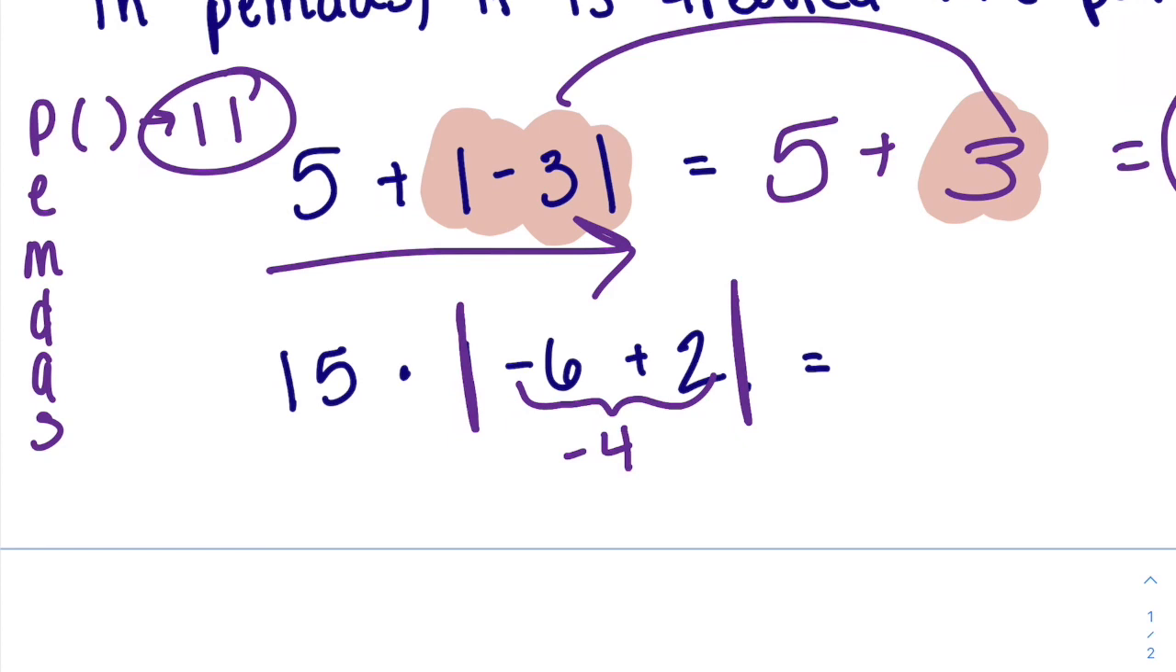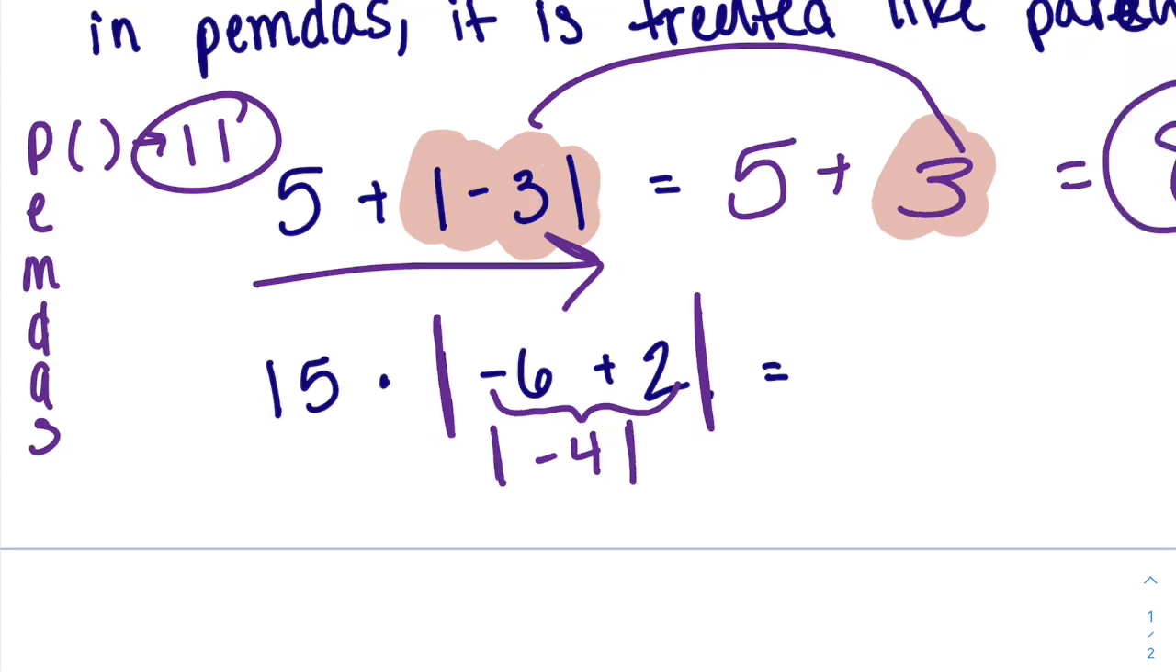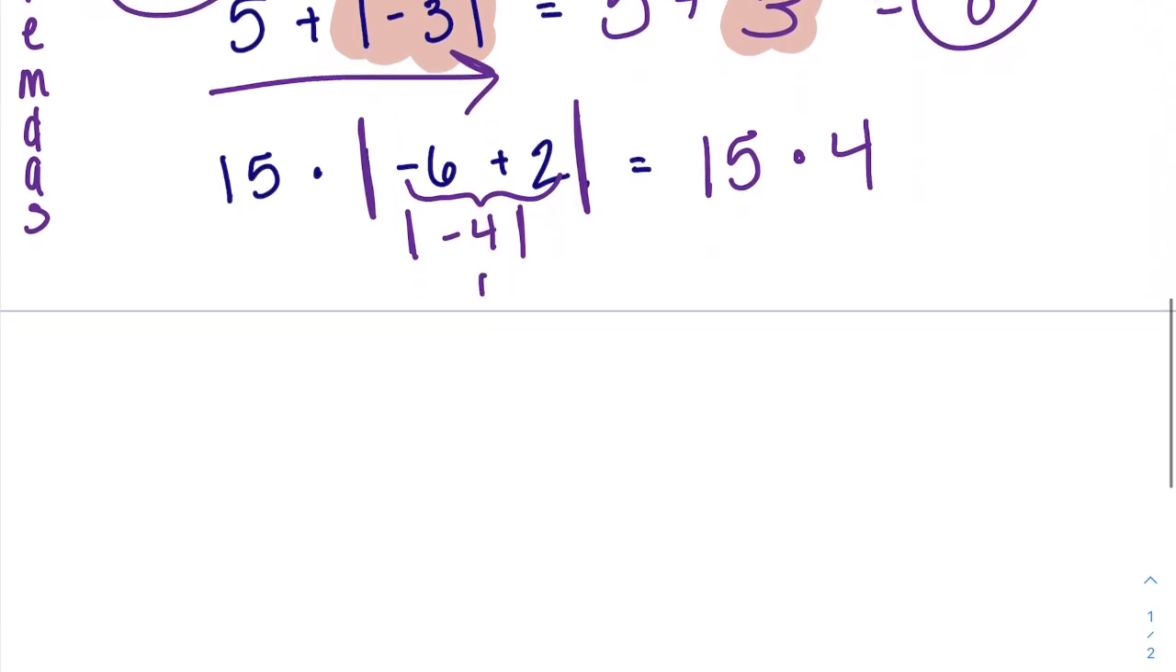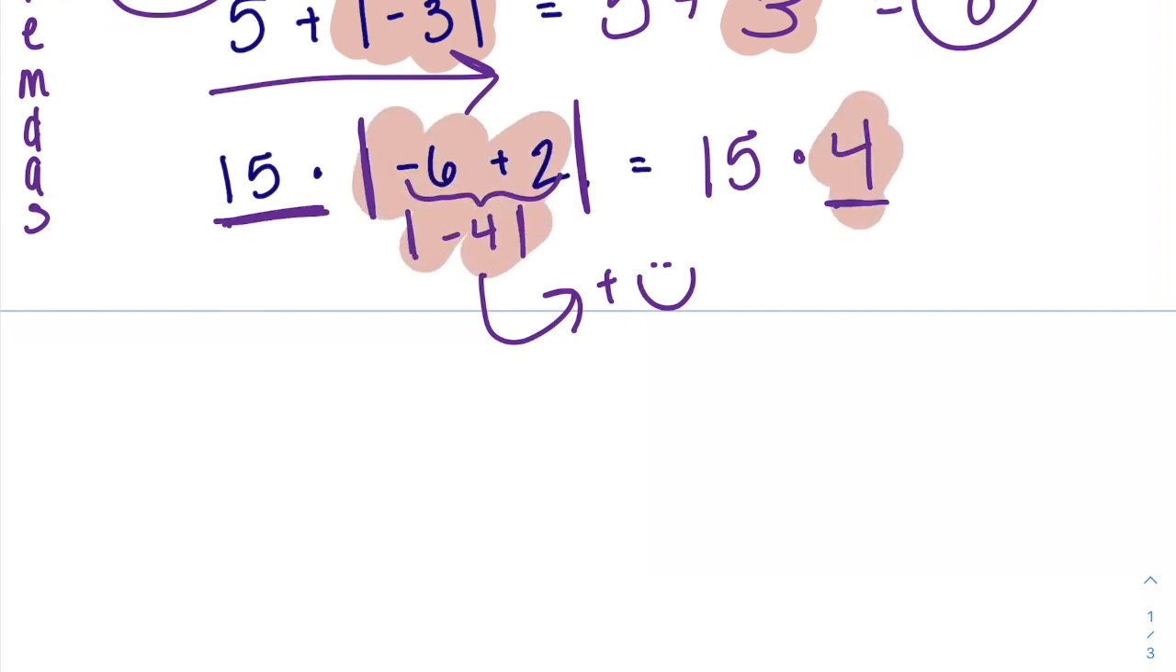I don't. The absolute value symbols are still there. All I did was add the -6 and the 2. What is the absolute value of -4, you ask? It is +4. We take a negative number and we make it positive. Take a sad person and we flip their frown around and make it a smile. Now I can do the 15 times 4. This entire piece right here became a 4. That is simplifying at its best. 15 times 4 is 60.